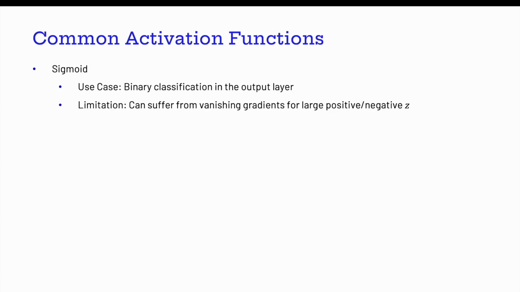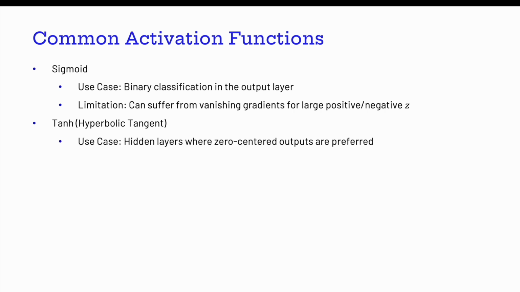Next, let's talk about some common activation functions. For activation functions, we have the sigmoid. The use case for this is binary classification in the output layer. Its range is from 0 to 1, and limitation, it can suffer from vanishing gradients for large positive/negative z's. Next, we have the tanh, which is also called hyperbolic tangent. The range for this is from -1 to 1, and the use case is hidden layers where zero centered outputs are preferred. The limitation for this is also prone to vanishing gradients, just like sigmoid.